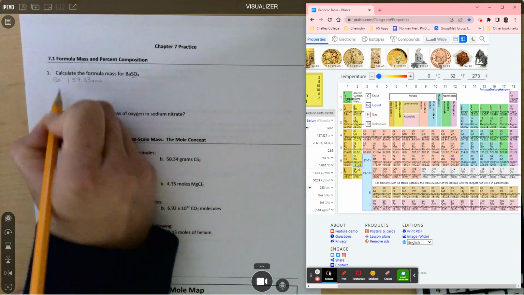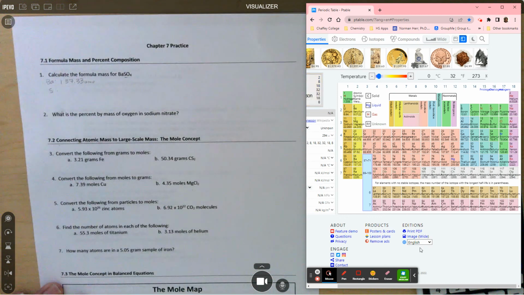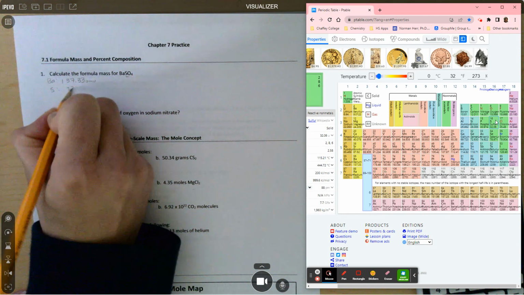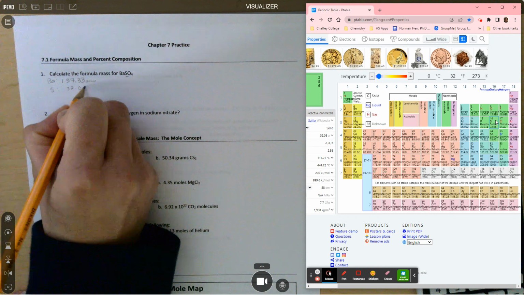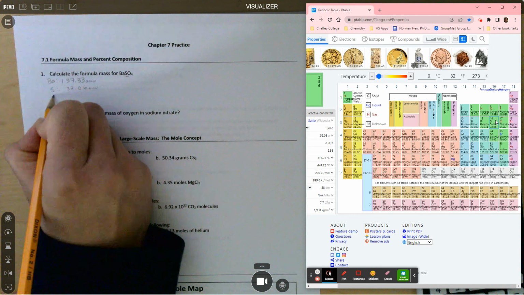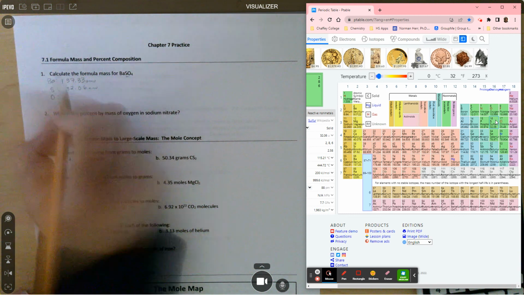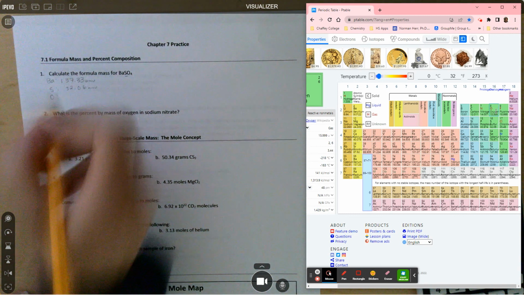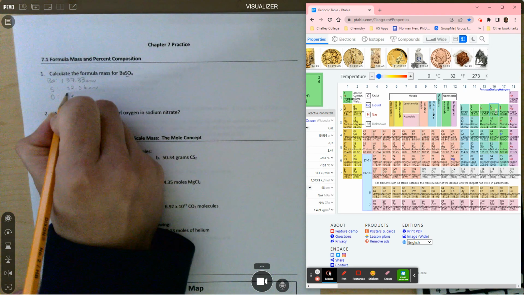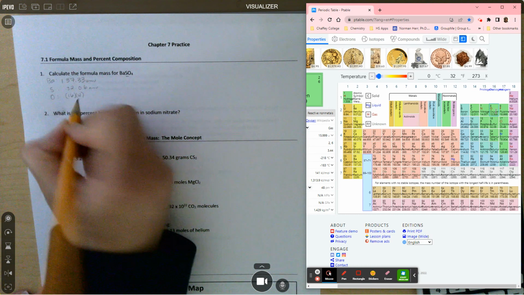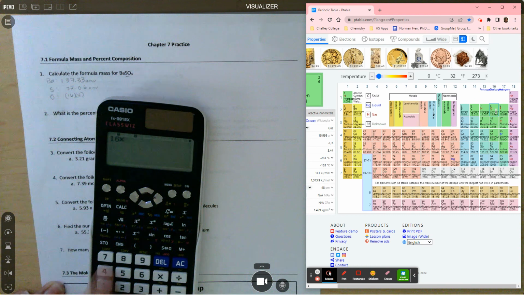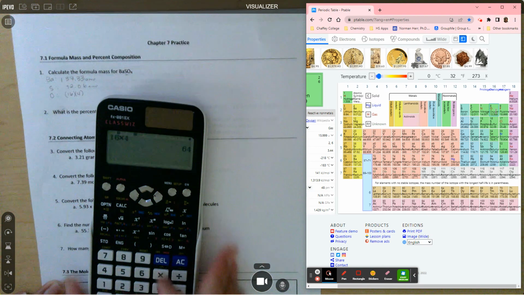Then we're going to look for sulfur. Sulfur is 32.06 AMUs, atomic mass units. And then we have oxygen. Oxygen, right above it, is 15.9999, so we're just going to round that one to 16. However, there is 4 of them, so we're going to multiply that 16 by 4. And just because I don't want to mess up on my math, I'm going to use the calculator, and we get 64.